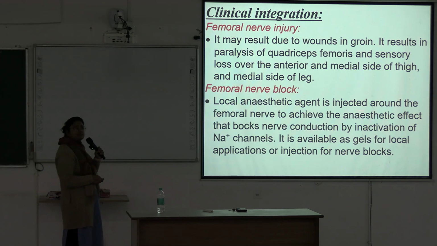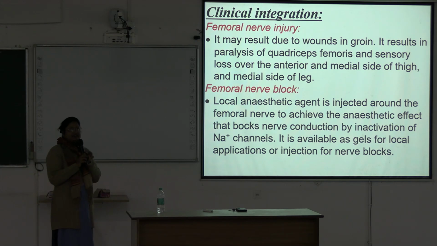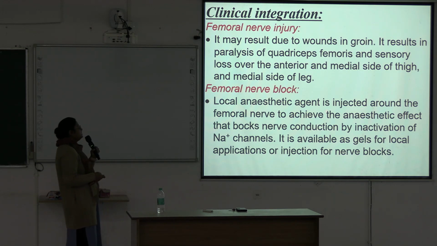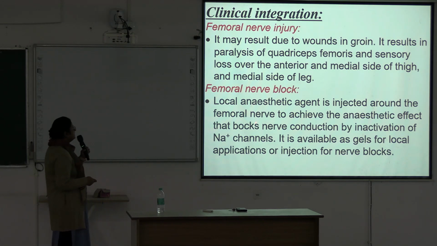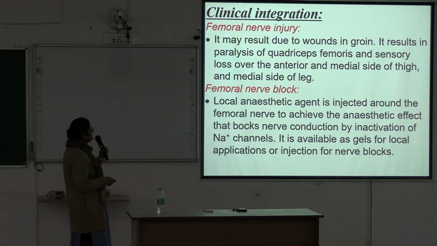Then femoral nerve block. Local anesthetic, how this block is given in lower limb surgery. Okay, when general anesthesia is not used and only some part surgery is needed in the lower limb, this femoral nerve block is given. Local anesthetic agent is injected around the femoral nerve to achieve the anesthetic effect, and that blocks nerve conduction by inactivation of the sodium channels. It is available as gels for local applications or injections for nerve block. Okay, that's how the nerve block is given.